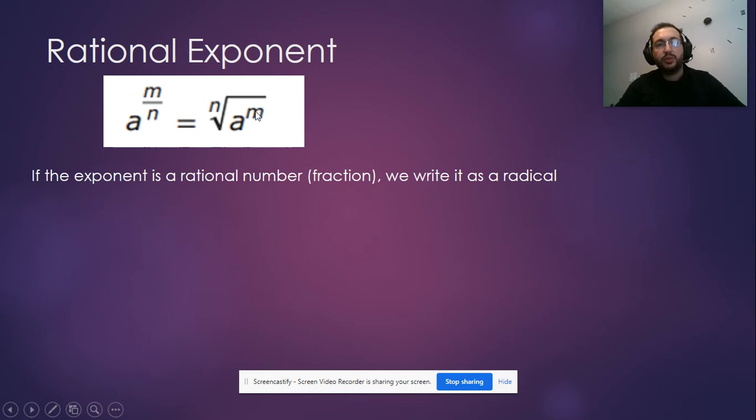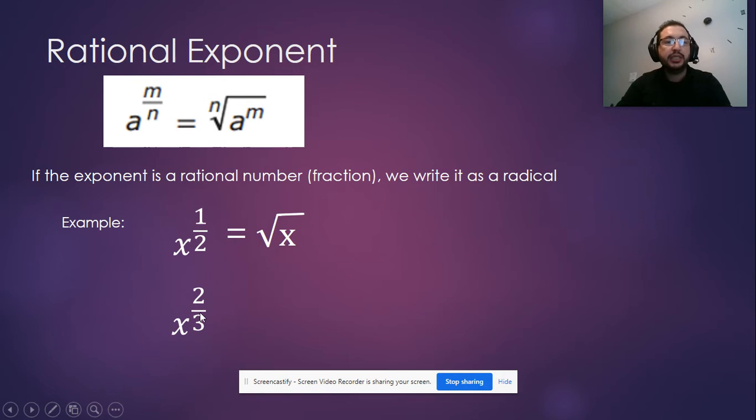And obviously, a 1, we don't write it because we don't write 1s as exponents. So like this example, x to the 1 half, we write as the square root of x. The 2, we don't write it because it's the square. And the 1, we don't write it because it's the power of 1. But let's see this example, x to the 2 thirds. Then we've got the radical, and the denominator goes outside, the cube root, and then the 2 will be the power of the base.